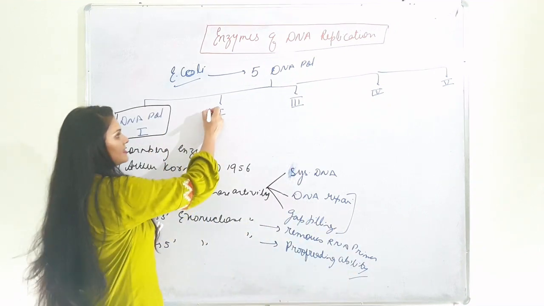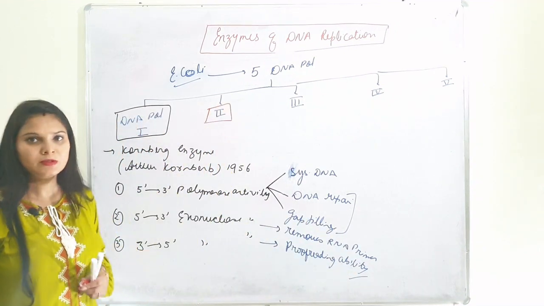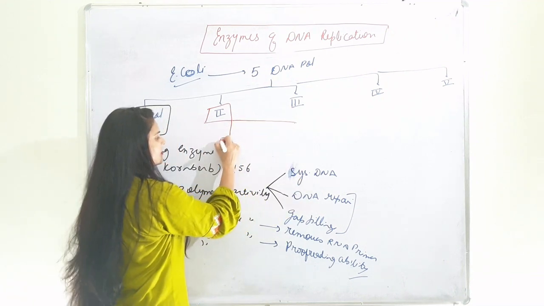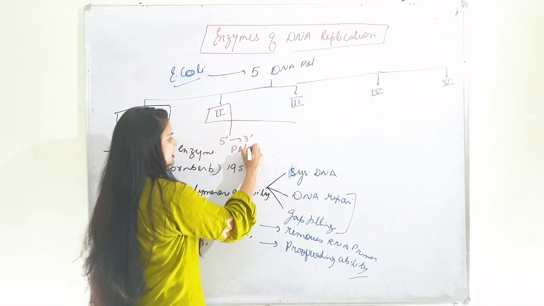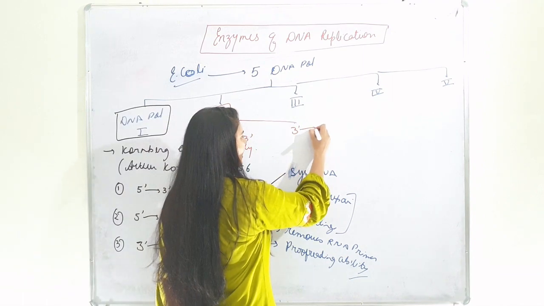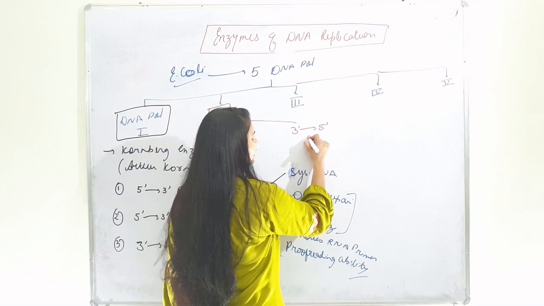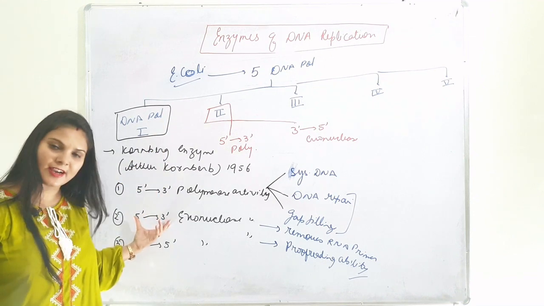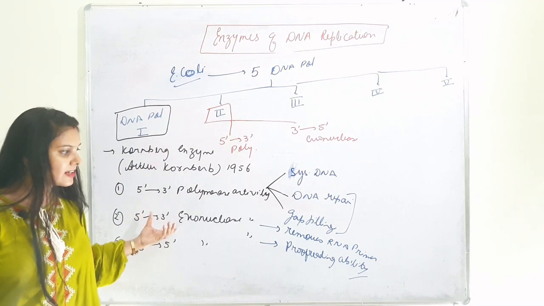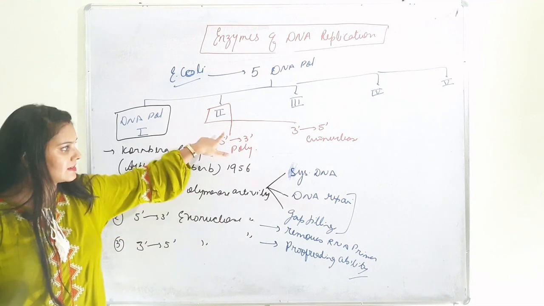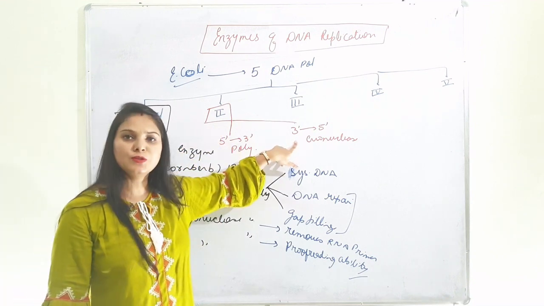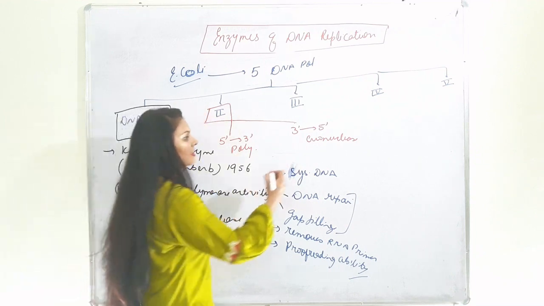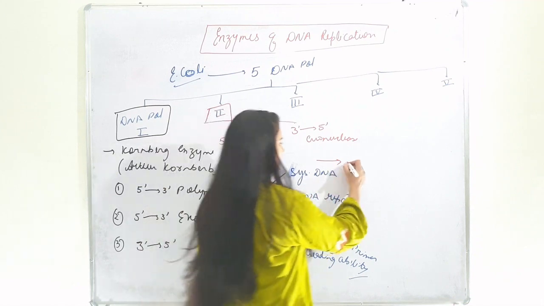ability. Next is DNA polymerase 2. It has 2 catalytic activities, which are 5'-3' polymerase activity and 3'-5' exonuclease activity. DNA polymerase 2 does not have 5'-3' exonuclease activity, that is, it does not remove primer, but it synthesizes new DNA and does proofreading. This DNA polymerase 2 acts as an alternative DNA repair enzyme.